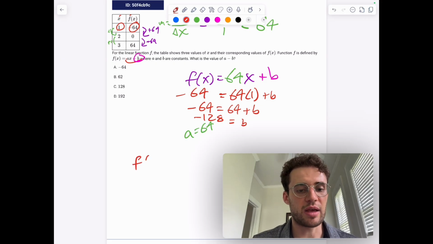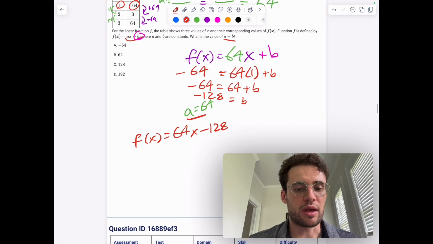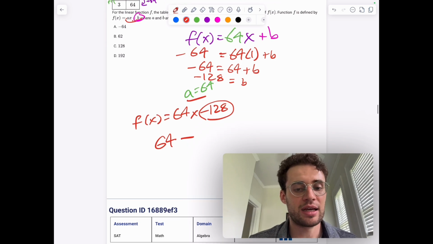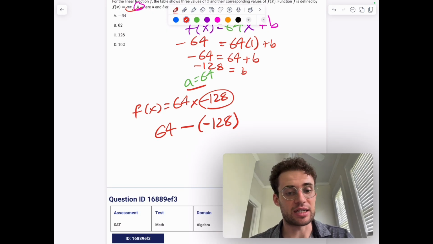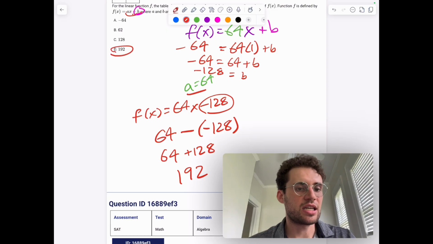If you wrote out the entire function, it would be f of x equals 64x plus negative 128, so minus 128. Now, they said we want to find A minus B. So we have 64 minus B, and B is negative 128 because it's adding B, so you have to add a negative to that. It'd be minus negative 128. If you subtract a negative, that's the same as adding that number as a positive, right? It's like negative times negative makes positive. So this will be 64 plus 128, which would give us 192. So 192, D, is your answer.